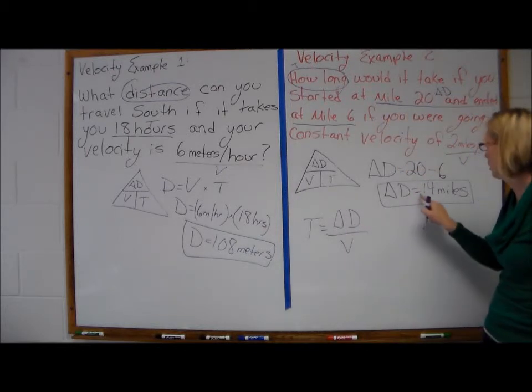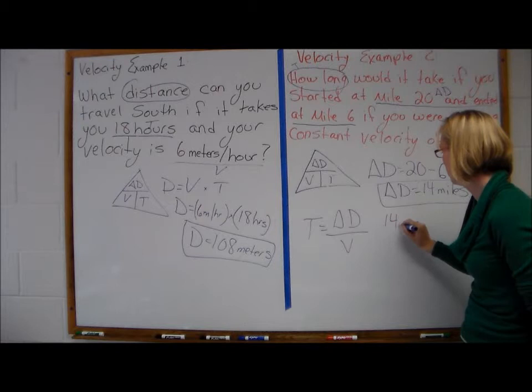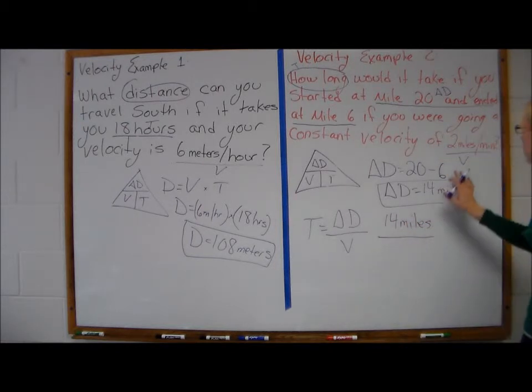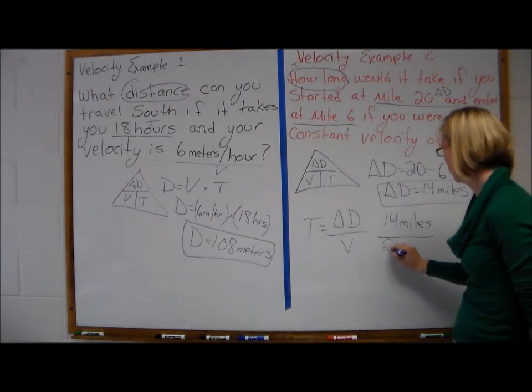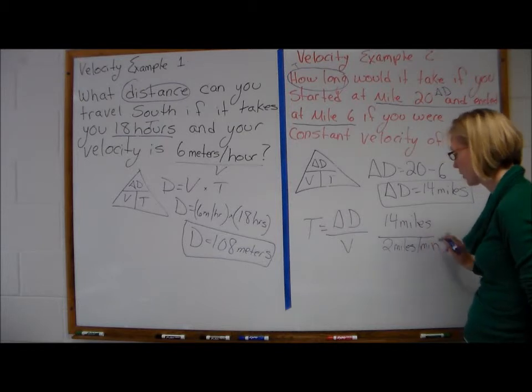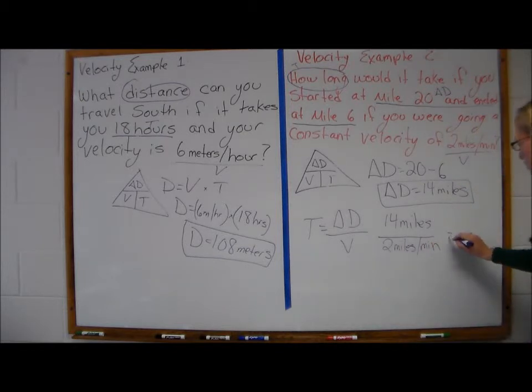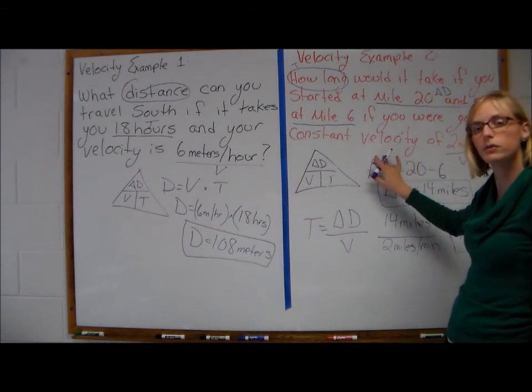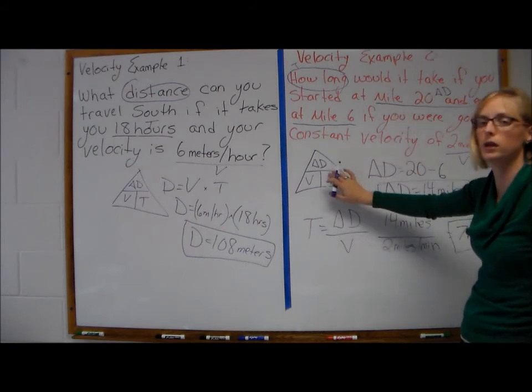We know our delta D is our 14 miles. We know our velocity was 2 miles per minute. 14 divided by 2 gives us 7 minutes. And here's our answer for example problem number 2. So remember, for ones where we don't give you the full distance, you will have to calculate your delta D.